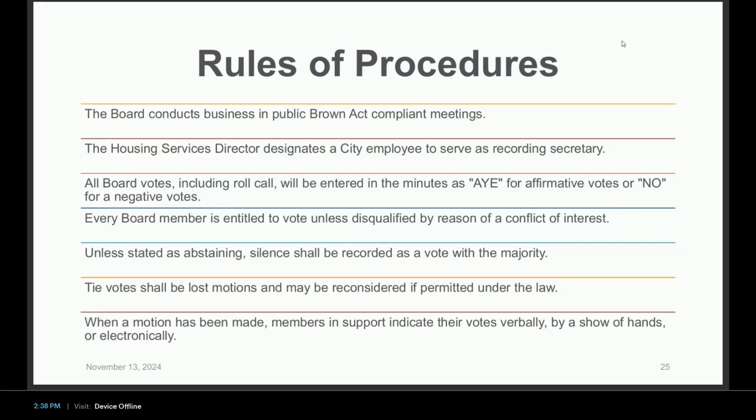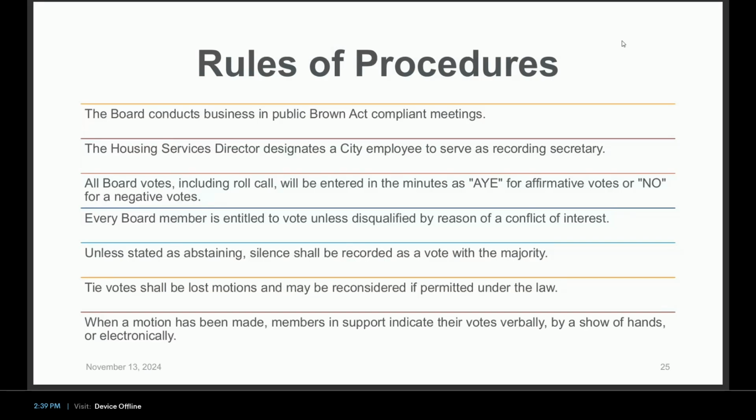It's not just leave the dais, but you usually leave the room so that the remaining board members aren't necessarily influenced by you or anyone in the audience in relationship. Doesn't mean you can't listen if it's being published, but you physically leave the dais. And unless stating as abstaining from an item, again, your silence is recorded as a vote with the majority. A tie vote shall be a lost motion and may be reconsidered if permitted under law.